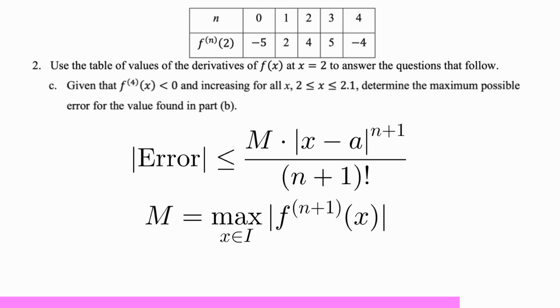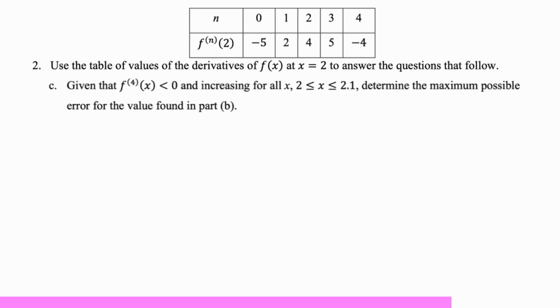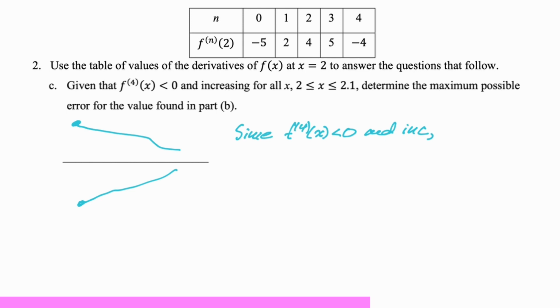So here, we're being told that the fourth derivative is negative and increasing. So I'm going to sketch it. It starts at -4 and then it increases but stays negative. So if I drew the absolute value of that, it would start at +4 and then decrease but stay positive because it's absolute value. So we can say since the fourth derivative is less than 0 and increasing, the absolute value of the fourth derivative will be positive and decreasing.